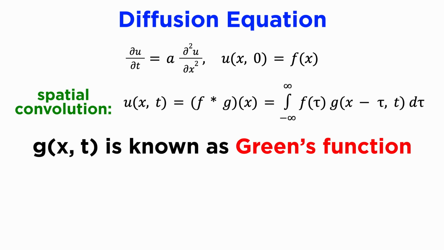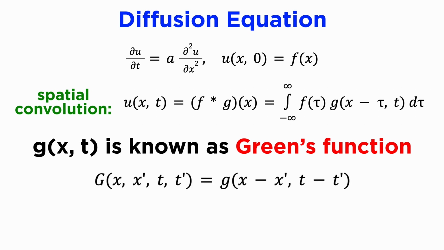In the context of PDEs, our impulse response function g of xt can now be referred to as the Green's function of our 1D diffusion equation. Conventionally, Green's functions are written as a 4-argument function capital G of x, x prime, t, t prime, which just allows us to input any arbitrary shift x prime and t prime into our impulse response g of xt.